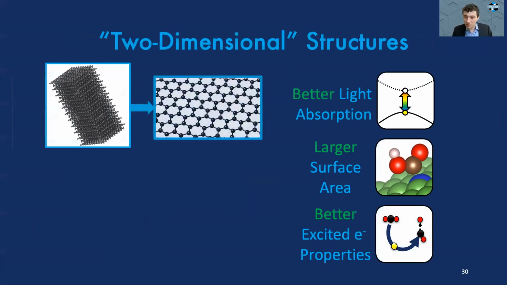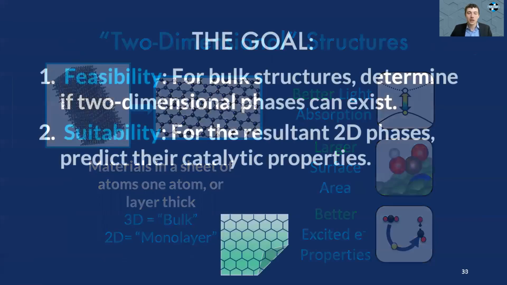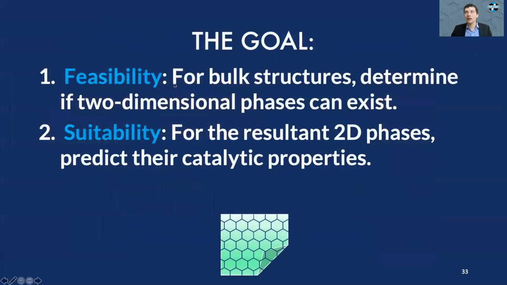So to clarify what I mean by this, a two-dimensional structure is one which exists in a sheet a single atom thick. So for the rest of this talk, I'll say bulk to mean 3D structures that have atoms oriented up, down, left, right, forwards, and backwards, and monolayer or 2D structures to refer to ones that are just a single sheet thick.